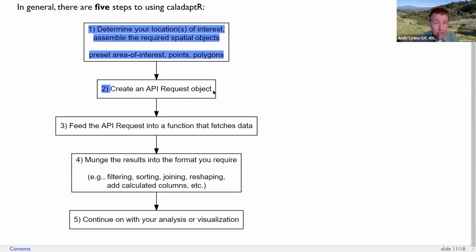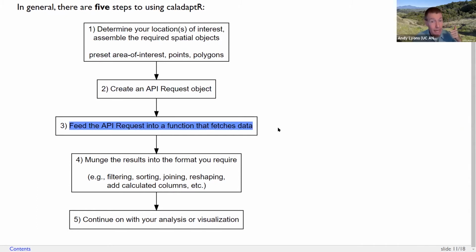Once you know that, you're going to create an API request object. You're going to string together a set of functions that will collectively define what is the data you want. It's kind of like filling in an order form. You take that API request object and you feed it into a function that actually fetches data, right? Either as tables or as rasters. Then you get that back, and your next step is to start munging that, playing with it. You may have to subset, you may have to do some grouping, depending on what you're trying to get done, and then you keep going on with your work, right?